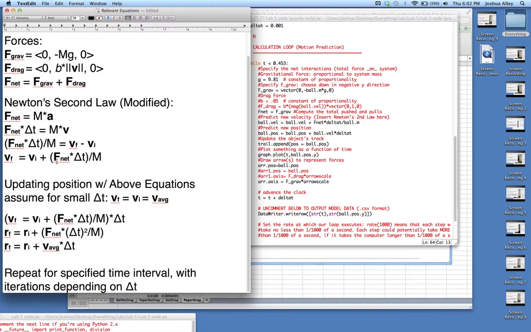Then I modified Newton's second law to update the velocity and to update the position. So I start with F net equals ma, multiplied both sides by delta t, then divided both sides by the mass and added the initial velocity to yield that final velocity equals initial velocity plus F net delta t over m. And then to find the positions, I multiplied by delta t once more and yielded this equation. Then I assume that v average is equal to v final and v initial because delta t is so small. And then I repeat this until t is achieved.